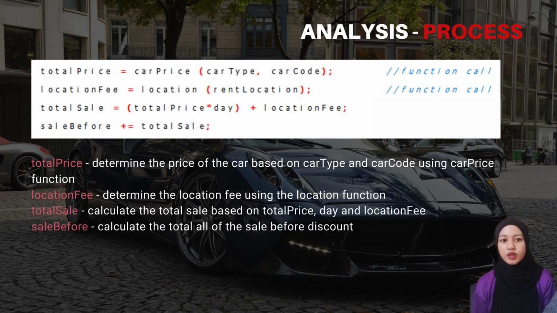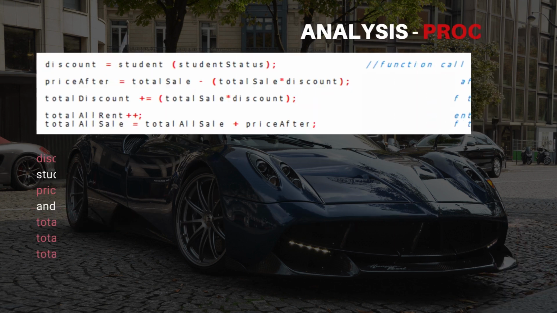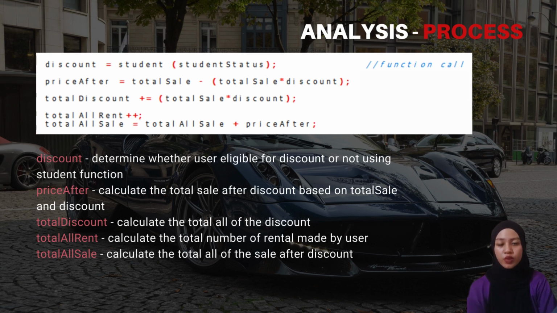The variable location fee is to determine the location fee using the location function. The variable total sale is to calculate the total sale based on the total price, day and location fee, and lastly, the variable sale before is to calculate the total of all the sales before discount. Other than that, the variable discount is to determine whether the user is eligible for the discount using the student function. The variable price after is to calculate the total sale after discount based on the total sale and discount. Next, the variable total discount is to calculate the total of all the discounts. The variable total all rent is to calculate the total number of rentals made by the user.